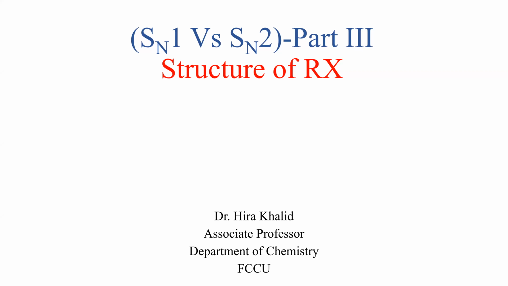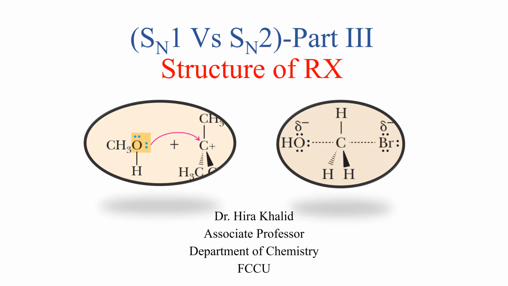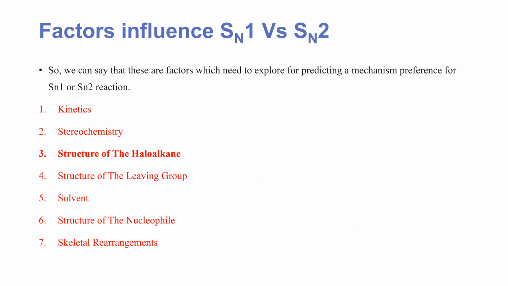Hello, everyone. In this section, which is part 3 of SN1 and SN2, we will talk about the structure of RX, which is a haloalkane. So, moving towards the discussion of the RX and how this RX is an influencing factor to decide whether the nucleophilic substitution reaction is pursuing the SN1 mechanism or the SN2 mechanism. So this discussion is about the structure of haloalkane.